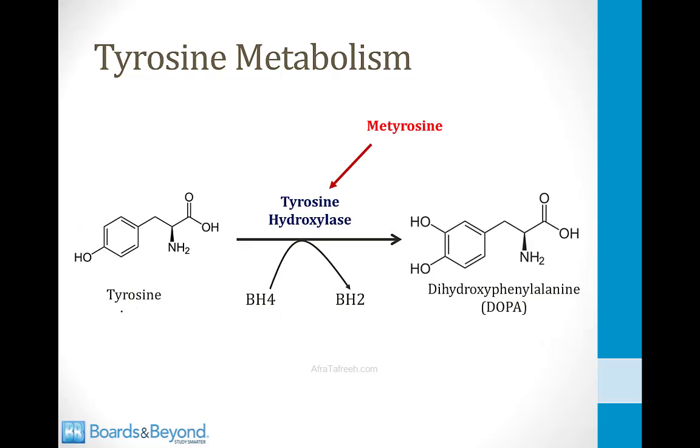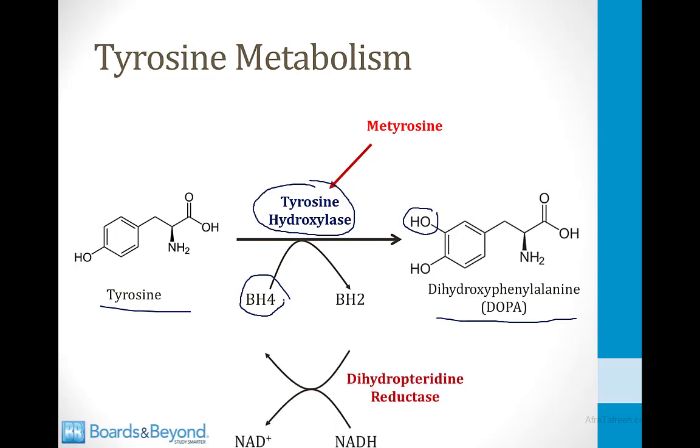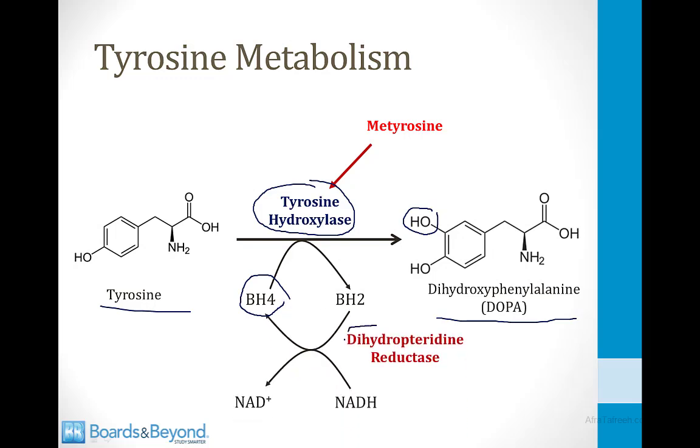The first step in metabolism of tyrosine is conversion to a molecule of dihydroxyphenylalanine, or DOPA. The enzyme that does this is called tyrosine hydroxylase. It adds a hydroxyl group to the six-member ring, and just like phenylalanine hydroxylase, tyrosine hydroxylase also requires the cofactor BH4, or tetrahydrobiopterin. And just like we saw with phenylalanine hydroxylase, this BH4 molecule must be regenerated via the action of dihydropteridine reductase using NADH.